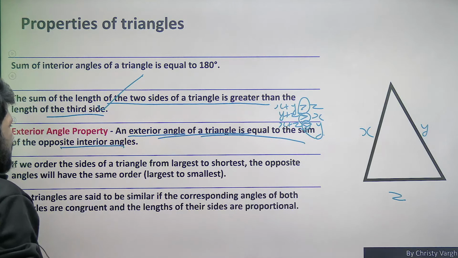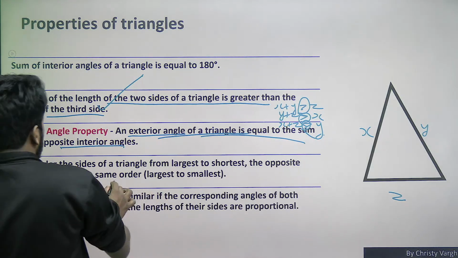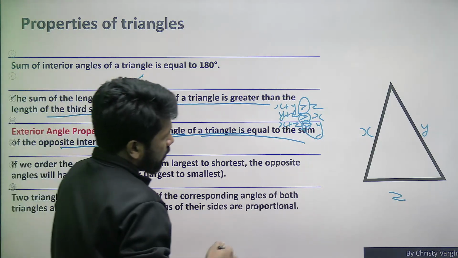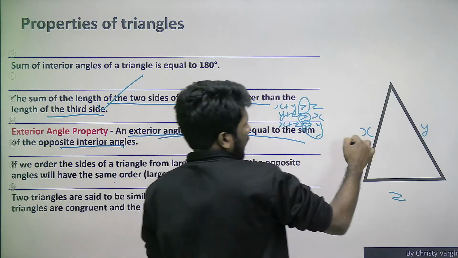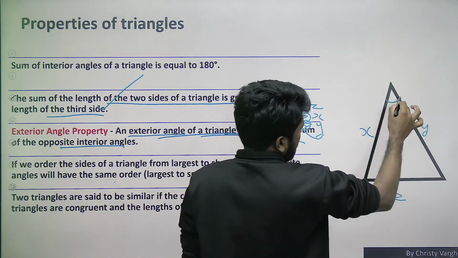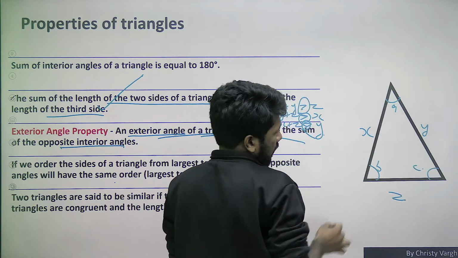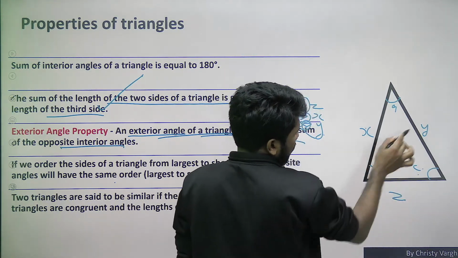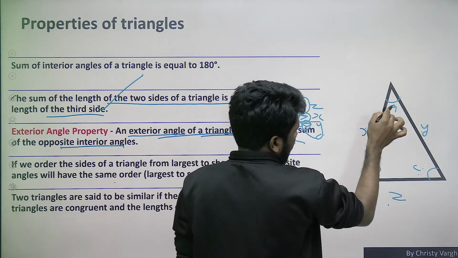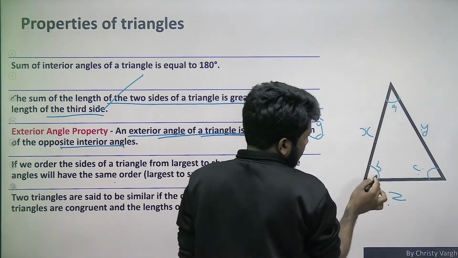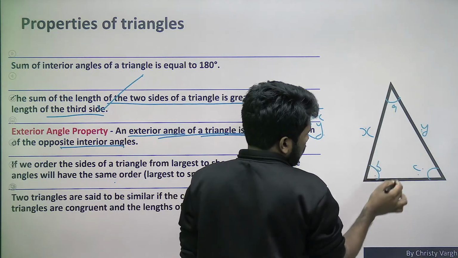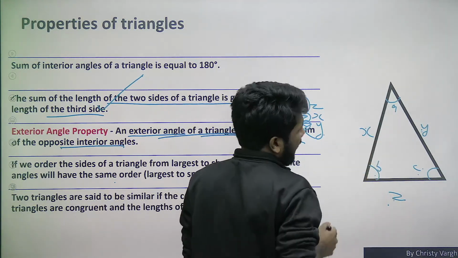The last two properties are actually, this property is so simple. I will tell you what that means. If X, Y, Z are the sides and A, B, C are the angles, the opposite angle of X is C, the opposite angle of Y is B, and the opposite angle of Z is A.